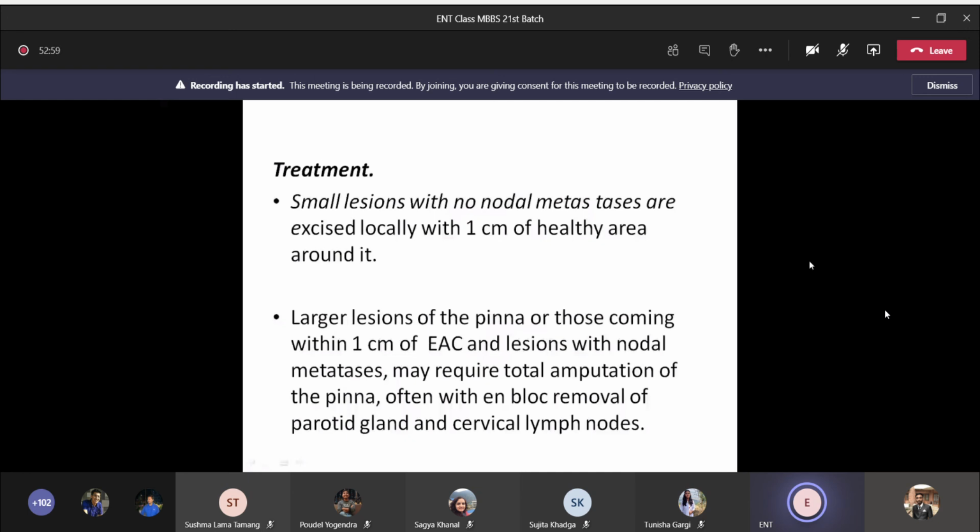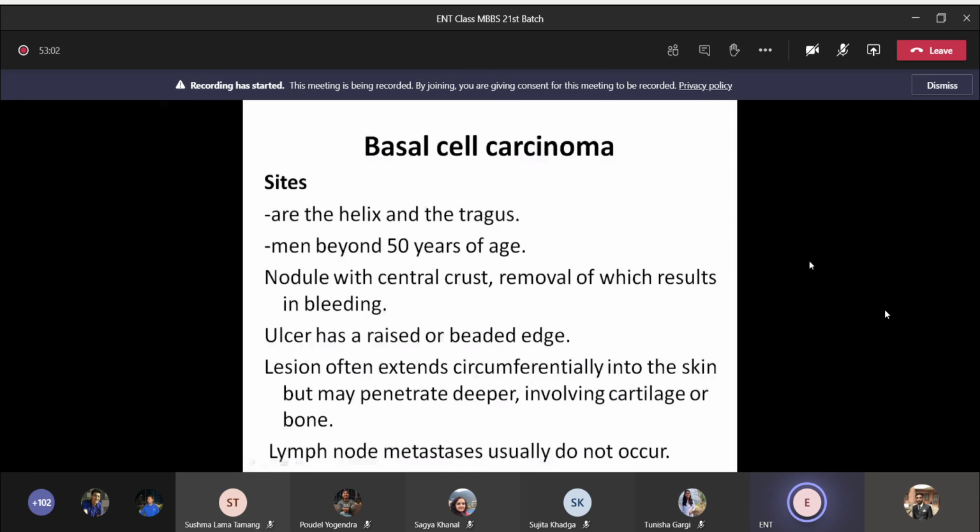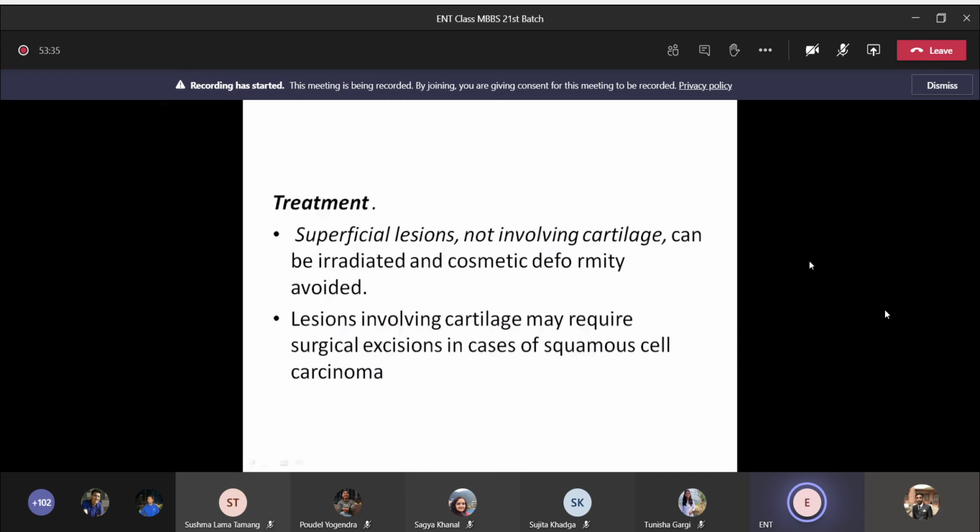Basal cell carcinoma. The main sites are the helix and tragus, usually affecting men beyond 50 years of age. There will be a nodule with central crust, removal of which results in bleeding. The ulcer has a raised or beaded edge. The lesion often extends circumferentially into the skin but may penetrate deeper, involving cartilage or bone. Lymph node metastasis usually does not occur. Treatment: superficial lesions not involving cartilage can be irradiated and cosmetic deformity avoided. Lesions involving cartilage may require surgical excision, as in cases of squamous cell carcinoma.